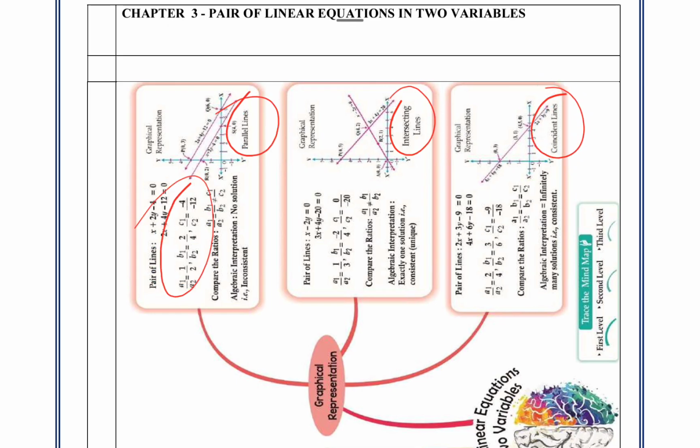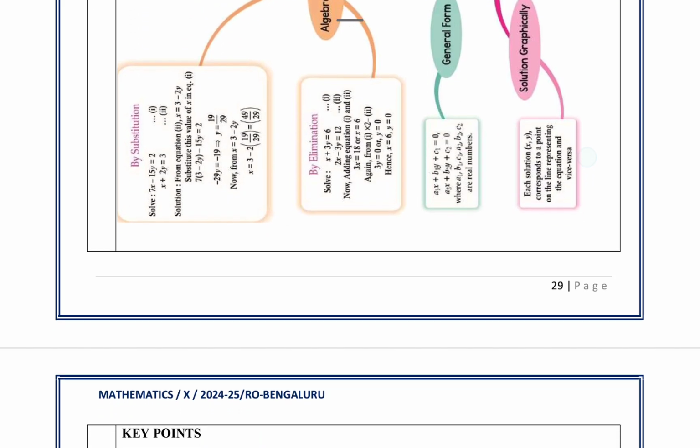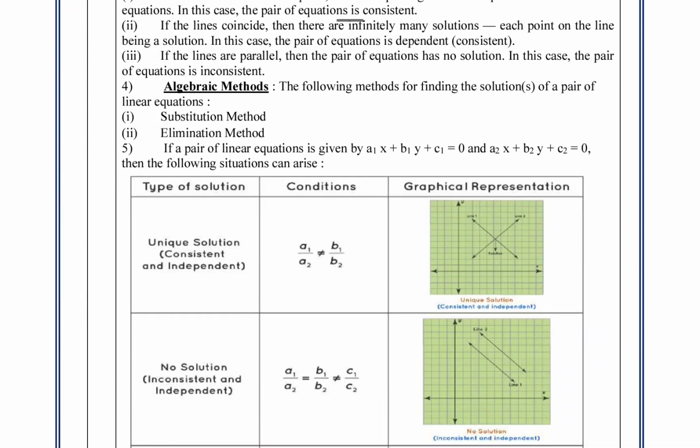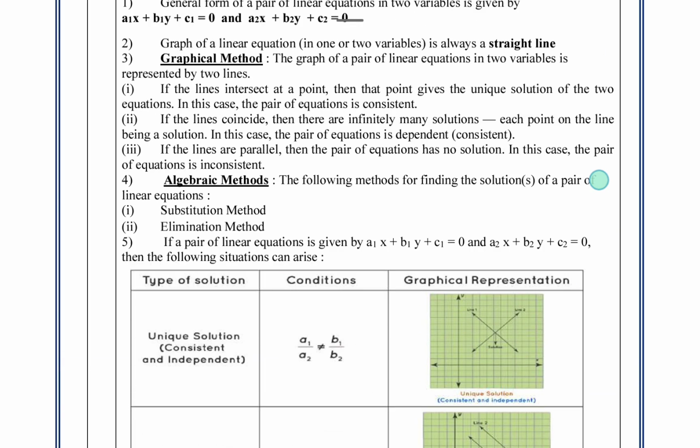And a1 by a2 equals b1 by b2 is parallel lines, and a1 by a2 not equal to b1 by b2 is intersecting lines, and a1 by a2 equals b1 by b2 equals c1 by c2 is coincident lines. These are all the things you will study in the mind maps of first level, second level, third level also you will study in this one. And some of the things I am showing here.